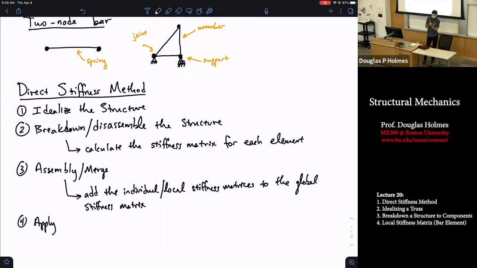Then we'll apply our boundary conditions. And we're going to solve a very simple equation, a spring equation. F equals KU. F is your force vector. In this case, these are all going to be vectors, such that we have all the forces that could be occurring at all the nodes of your truss being related to all the displacements of all the nodes of your truss by this global stiffness matrix. Global stiffness matrix. And that is this thing.